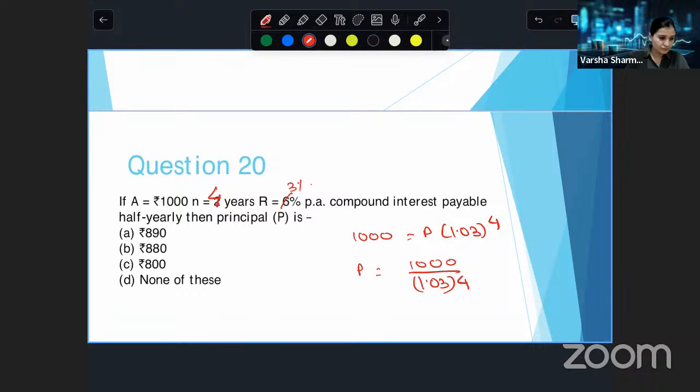8888.48. Yes or no? Which one is closer? A. 2 rupee, 1.57 rupees difference. That's okay. A.